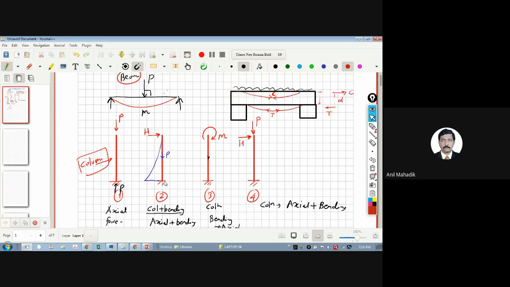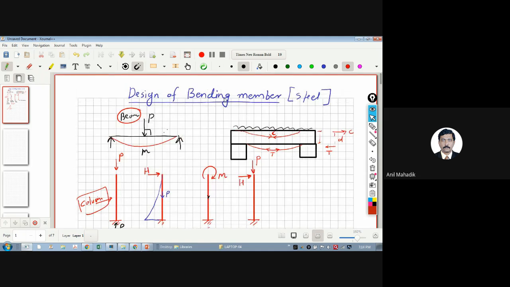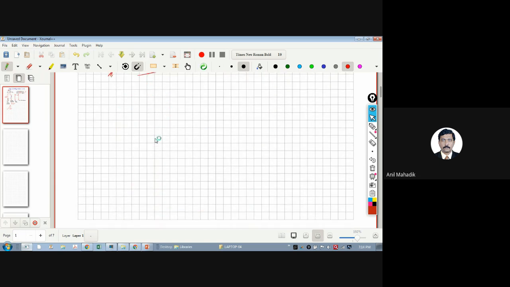Now today we will start with the design of bending member. That means there is only bending moment and there is no axial force. So it is a beam. So we will see how to design the beam in detail. So what forces are coming in the beam?